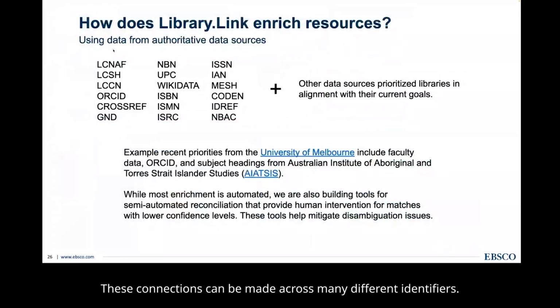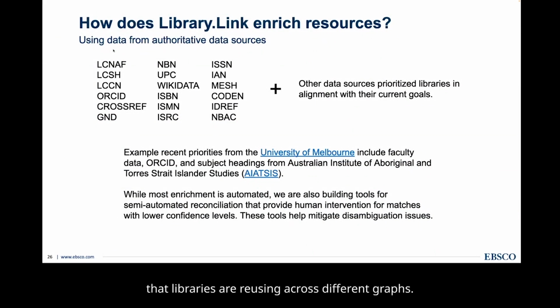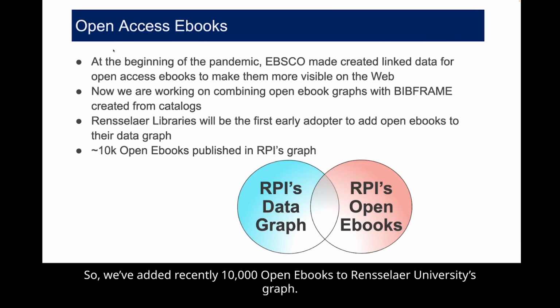These connections can be made across many different identifiers. We're using automated processes, but we're also using match tools that allow people to ensure the consistency of matches that libraries are reusing across different graphs. We can pull in data from other graphs as well. So we've added recently 10,000 open ebooks to Rensselaer University's graph.